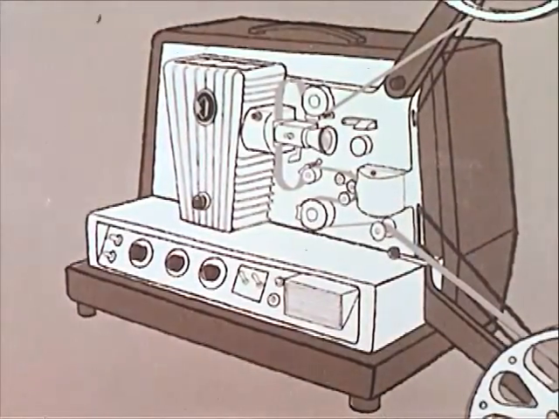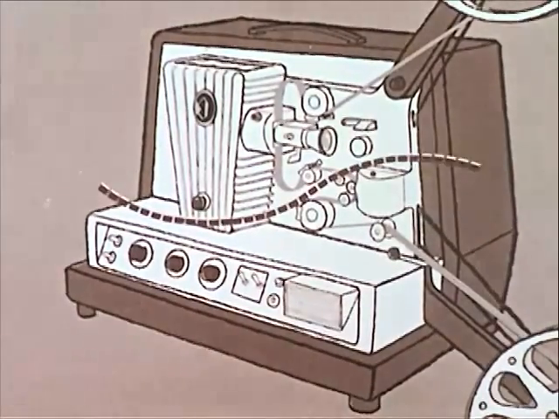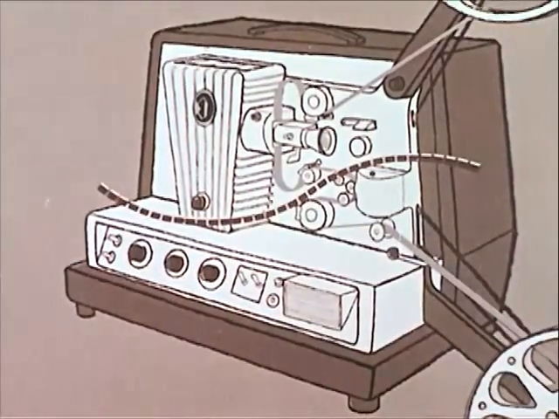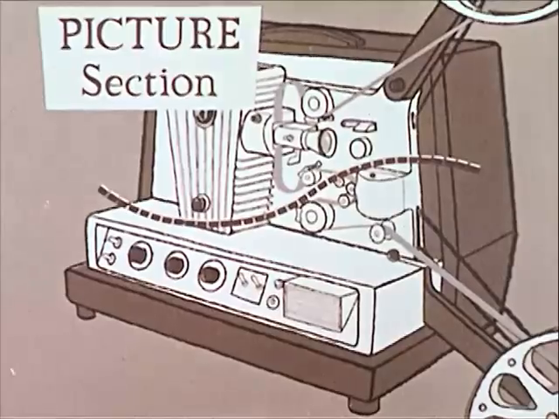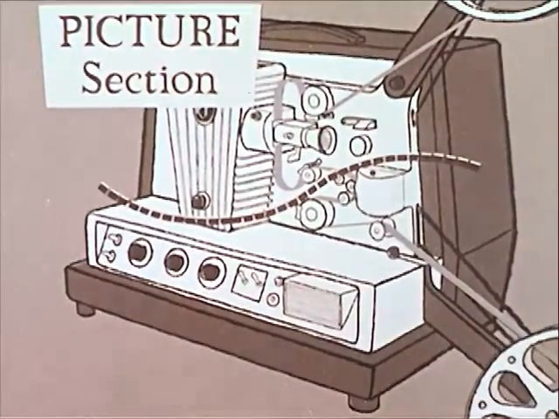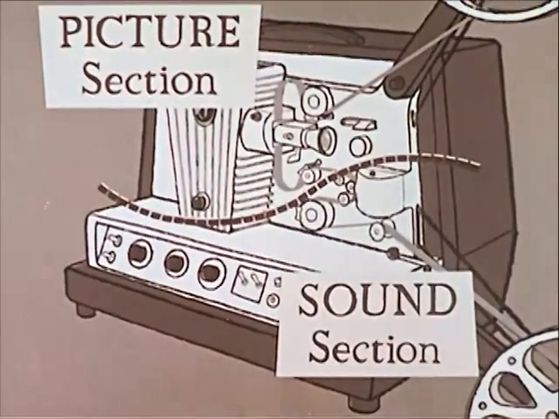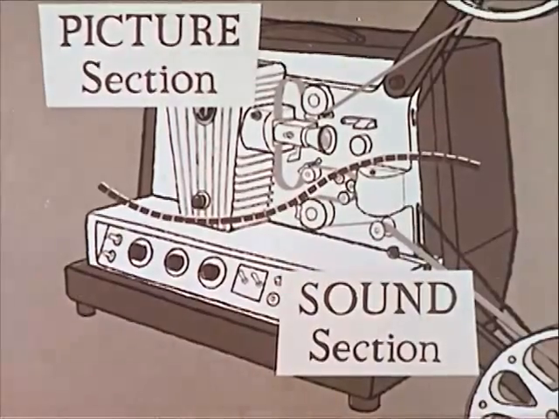A typical motion picture projector consists of two sections, each with a different function. The picture section, which projects the picture from the film to the screen, and the sound section, which reproduces or recreates the sounds which have been recorded on the film soundtrack.